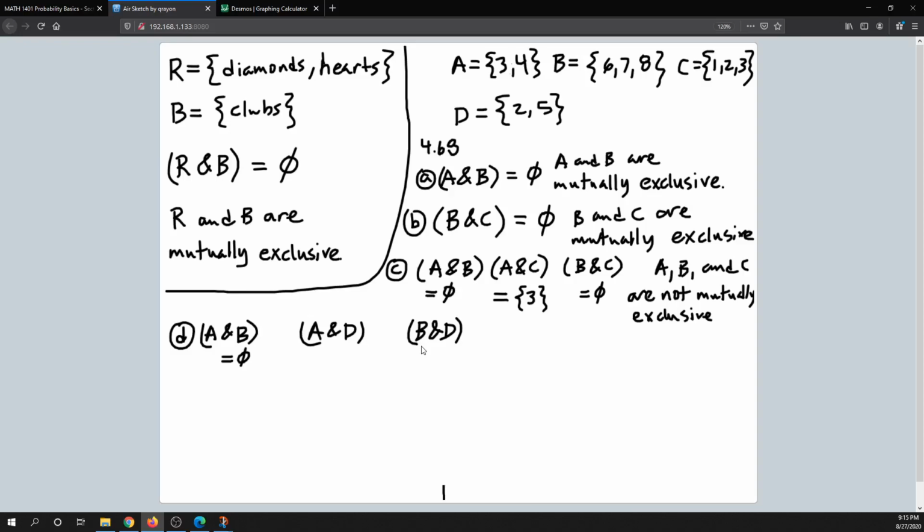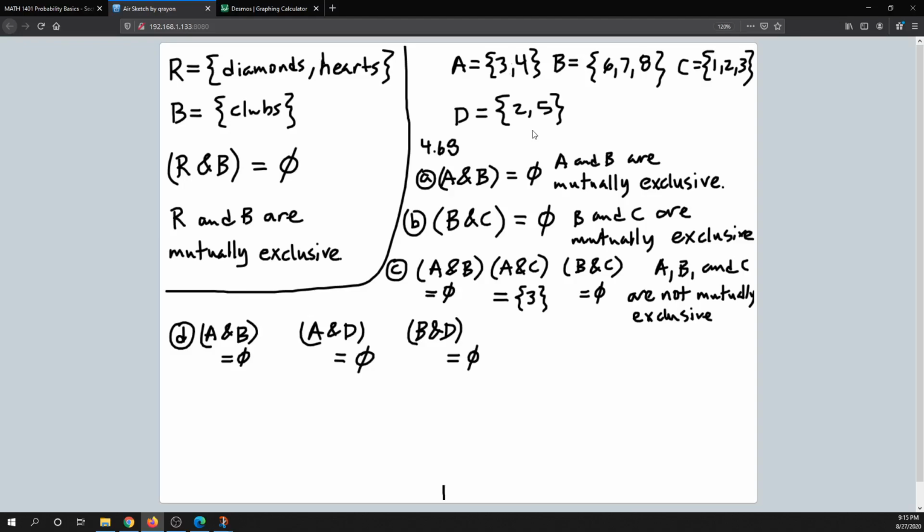A and D, I don't believe we've done yet. So A is 3, 4, D is 2, 5. If you ask what elements are common to both A and D, well, there aren't any. So the "and" of A and D is the empty set. And then B and D. B is 6, 7, and 8. D is 2 and 5. So you can see that events B and D also have nothing in common. So it's the empty set here.